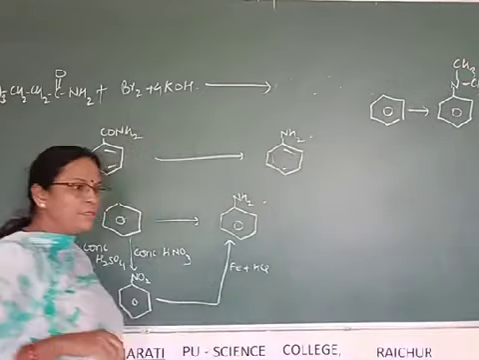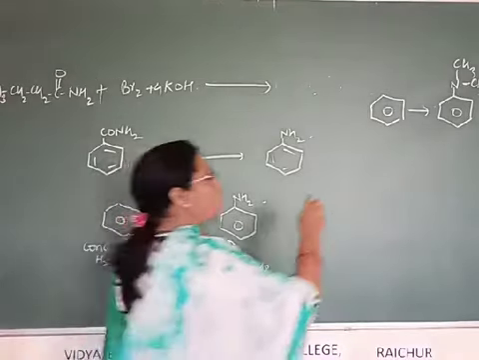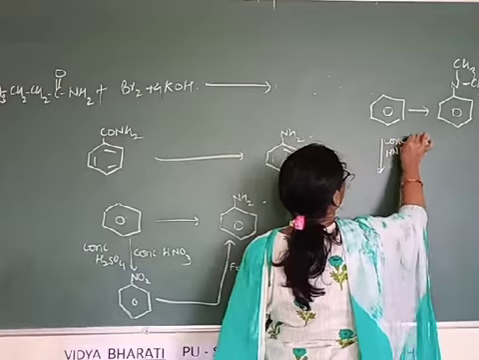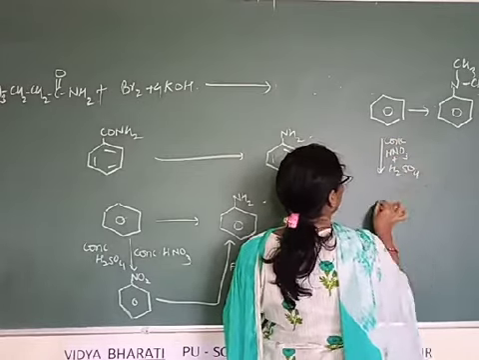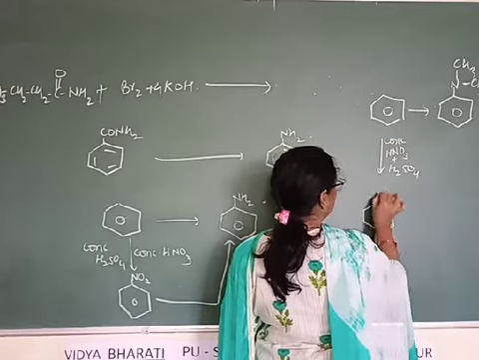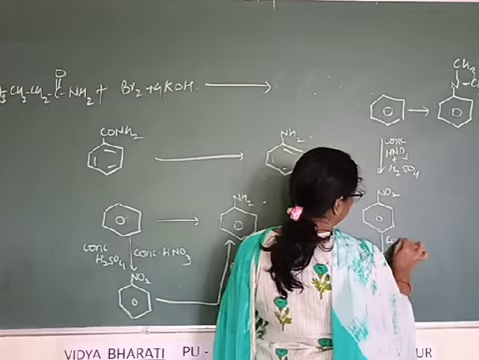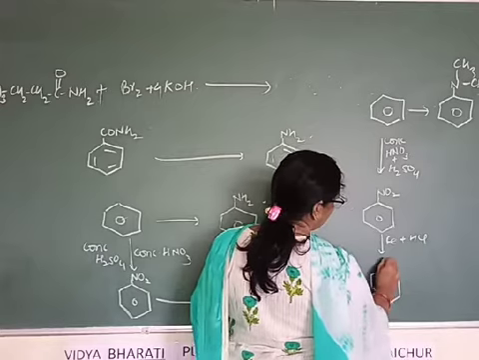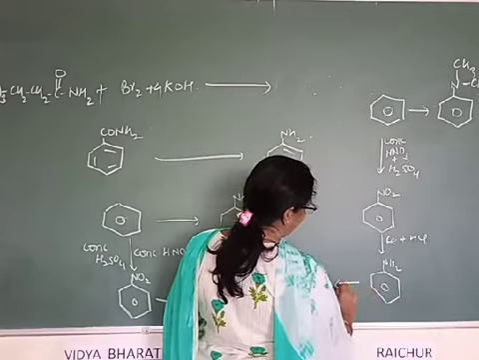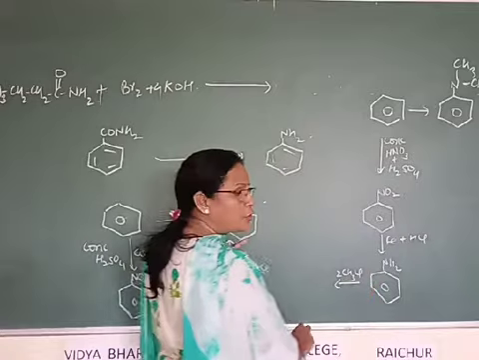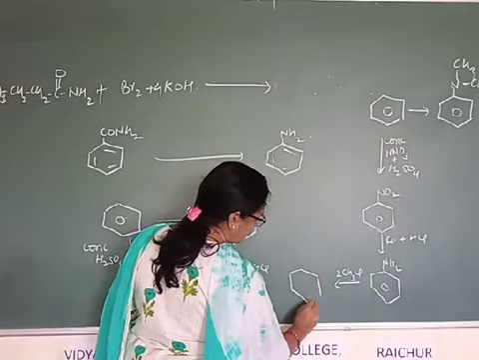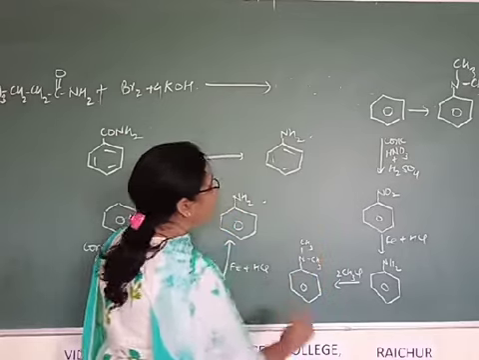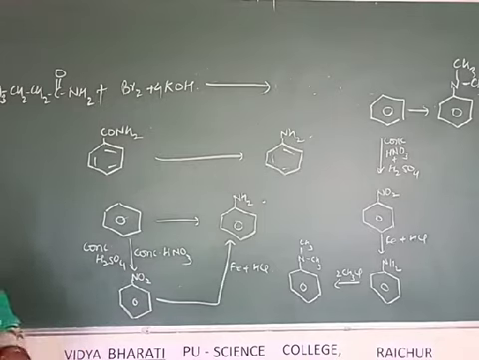Benzene into N,N-dimethylaniline. So how can we do it? Again, first do nitration. Get nitrobenzene. Do reduction, get aniline. Treat this aniline with 2 moles of chloromethane. You will get N,N-dimethylaniline. Okay.